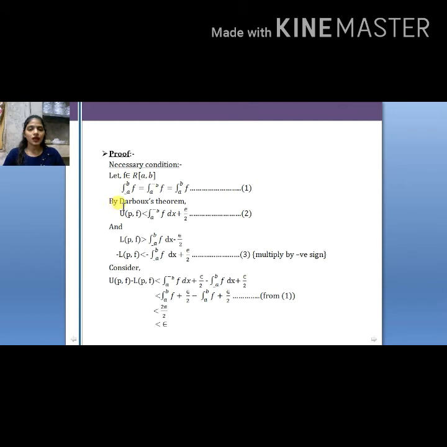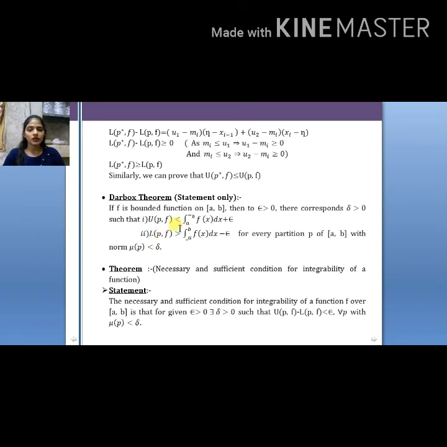Now next is the Darboux theorem. By the Darboux theorem we have UPf is strictly less than the upper integral from a to b of f dx plus epsilon by 2. Here we choose epsilon by 2 because epsilon is any value strictly greater than 0. And LPf is strictly greater than the lower integral of f dx minus epsilon by 2. This is by the Darboux theorem, where we choose epsilon by 2 instead of epsilon.